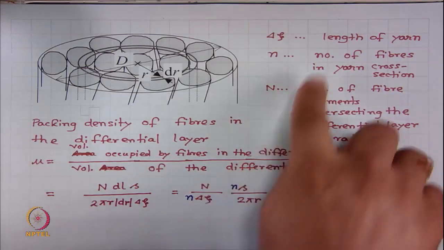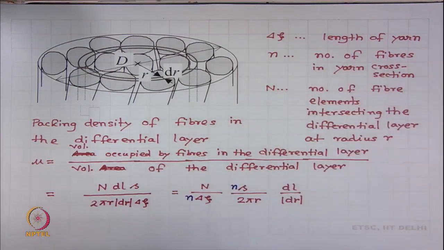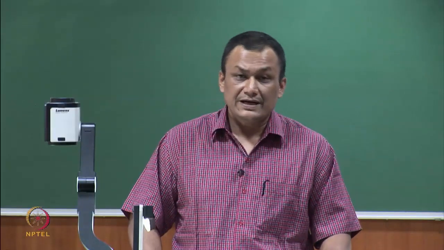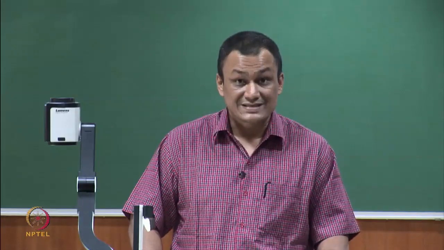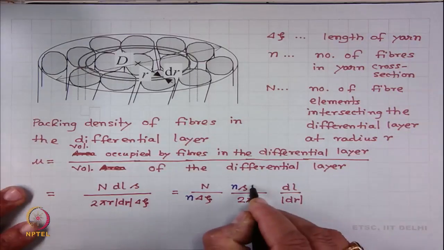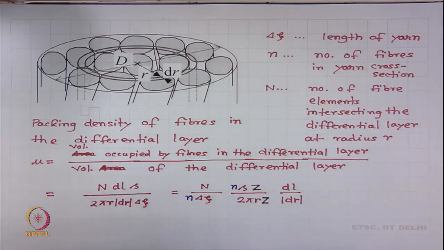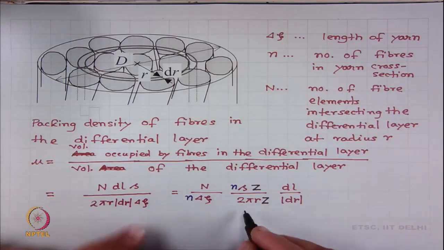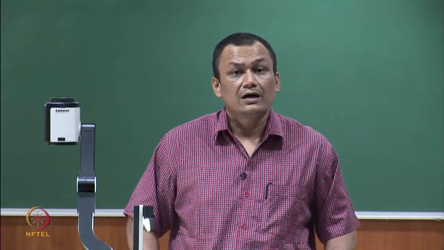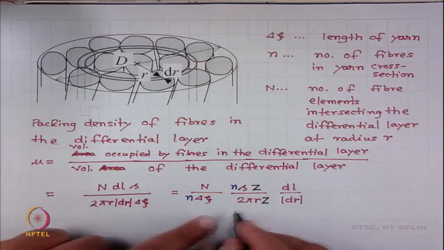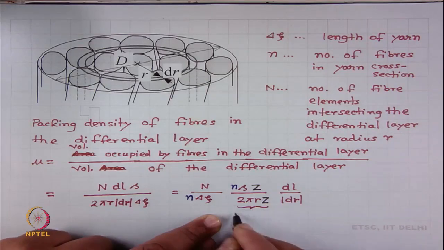What is small n? Small n is the number of fibers in yarn cross section. Also, we multiply and divide by yarn twist Z. Z here and Z here. Right. Then 2 pi r Z is tangent of beta. So, this is equal to tangent of beta.